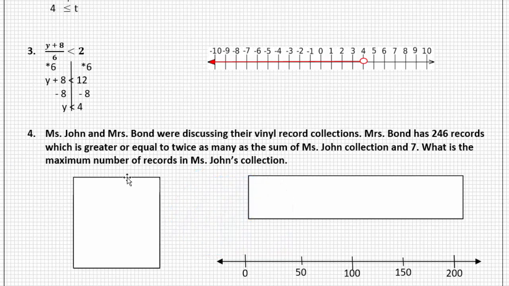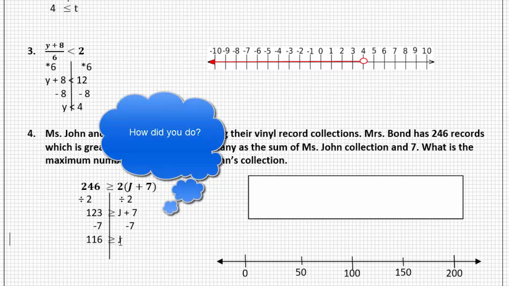Here is an inequality statement that we can write for that. Let's see if we agree. Here, I put 246 for Mrs. Bond's collection, which is greater than or equal to twice, so 2 times, the sum of Ms. John's collection plus 7. And now we need to solve it to determine how many records Ms. John must have. Go ahead and pause the video to do so, and then resume the video when you're ready to check your work with mine.